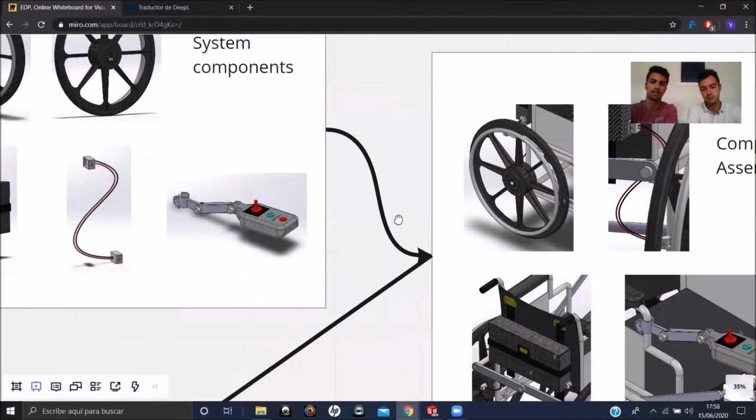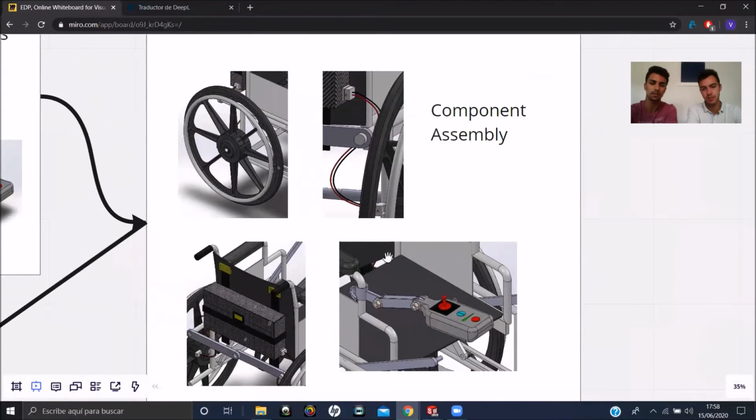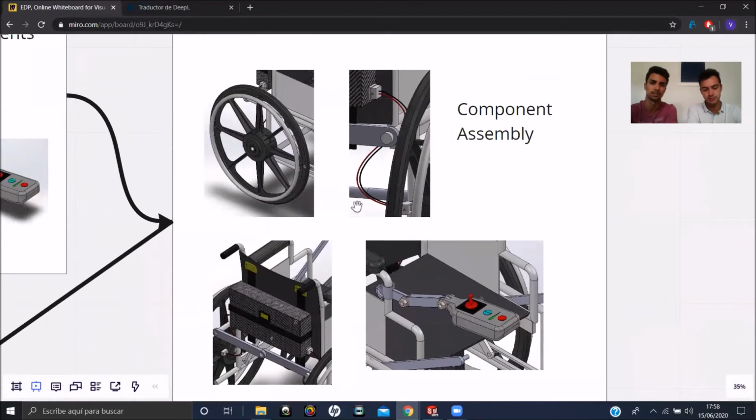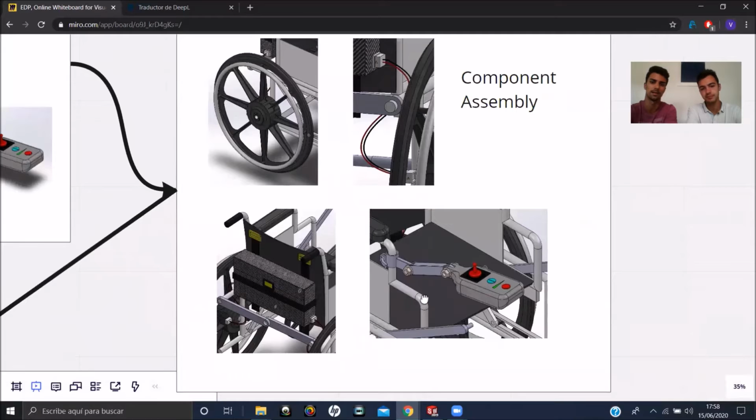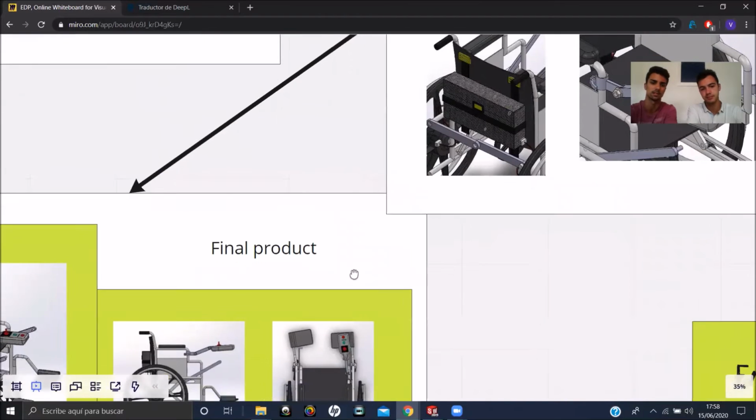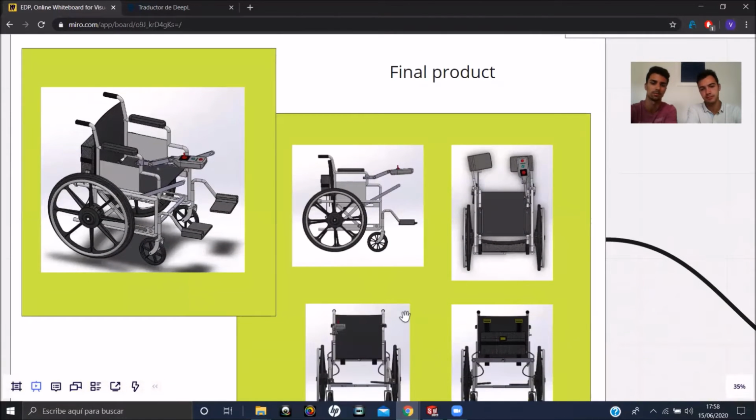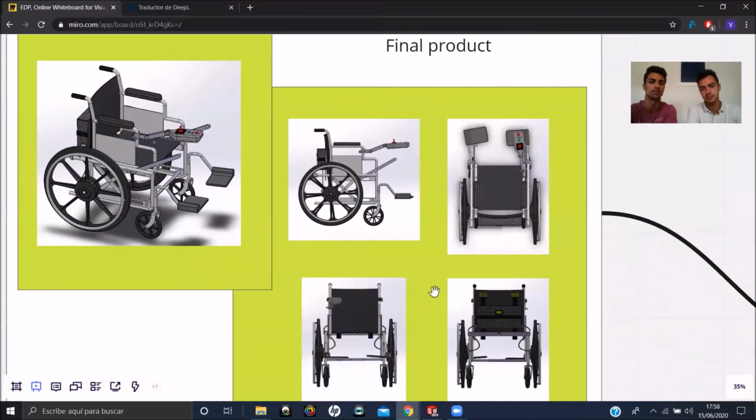And after that, we made the assembly of these components. This is the wheels, the wires connecting the backpack to the wheels, the backpack, and the controller. And this is our final product with its two gears.